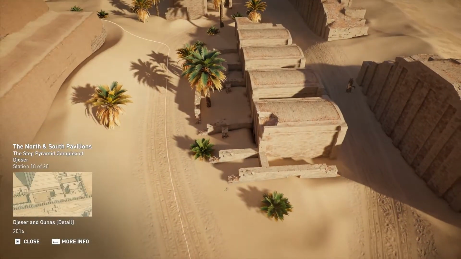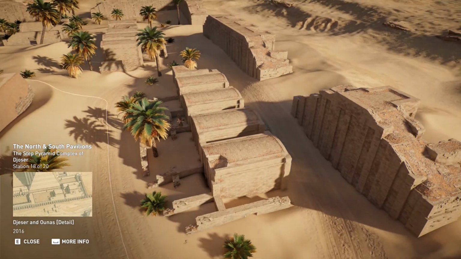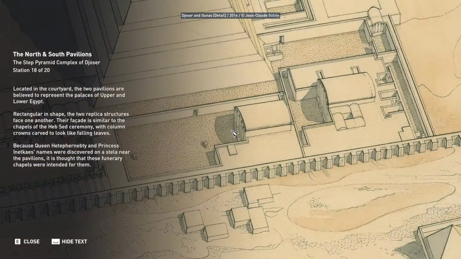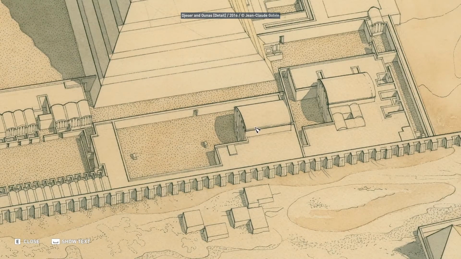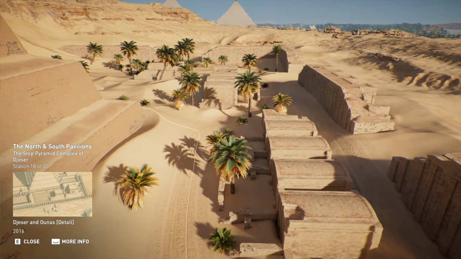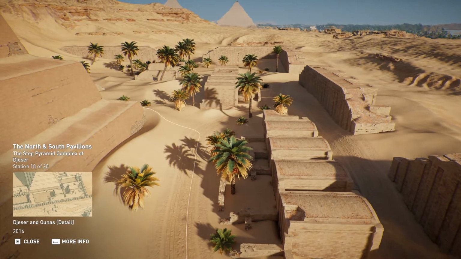Located in the courtyard, the 2 pavilions are believed to represent the palaces of Upper and Lower Egypt. Rectangular in shape, the 2 replica structures face one another. Their facade is similar to the chapels of the Hebsed ceremony, with column crowns carved to look like falling leaves. Because Queen Hetep-Hernepti and Princess Inetkas's names were discovered on a stela near the pavilions, it is thought that these funerary chapels were intended for them.